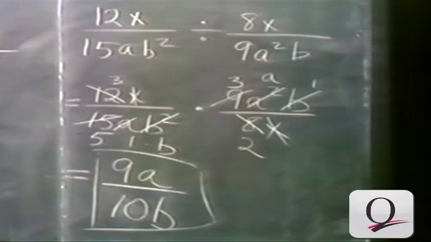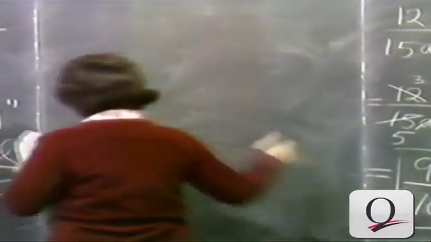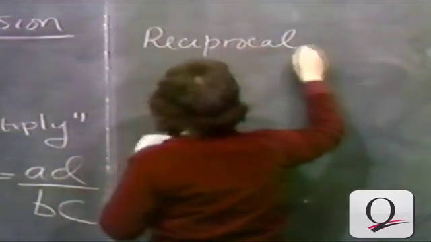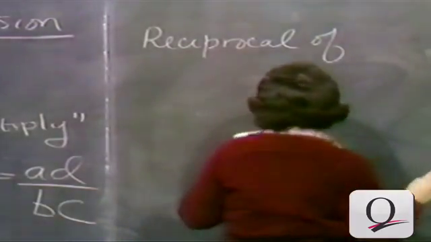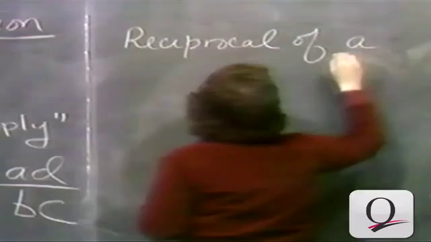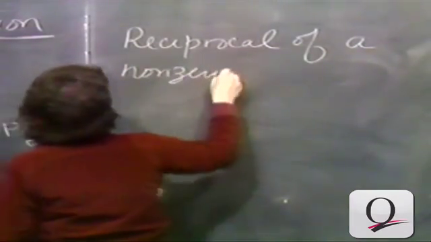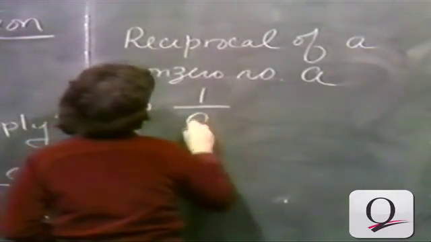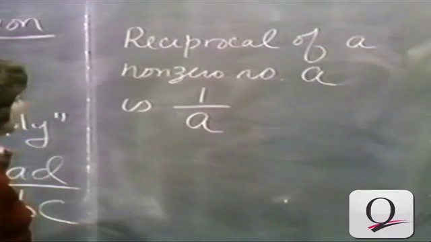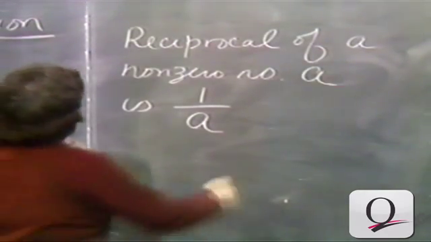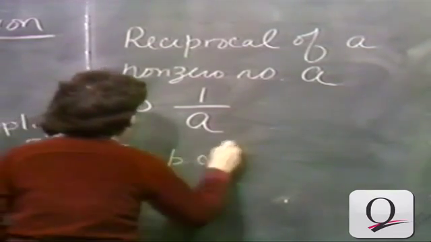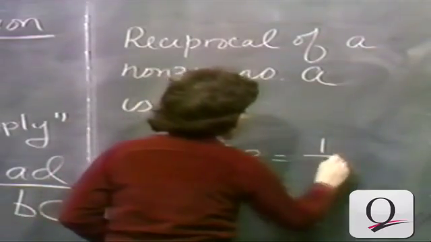Okay, before we end this videotape, I just want to mention an important idea, the idea of the reciprocal of a number. Okay, the reciprocal of a non-zero number a is defined to be 1 over a. Okay, if a is non-zero, the reciprocal of a is 1 over a. Let's try some examples. The reciprocal of 3 is 1 over 3.